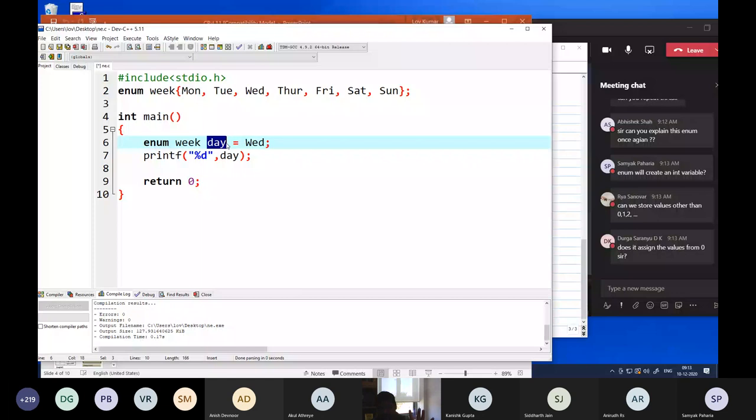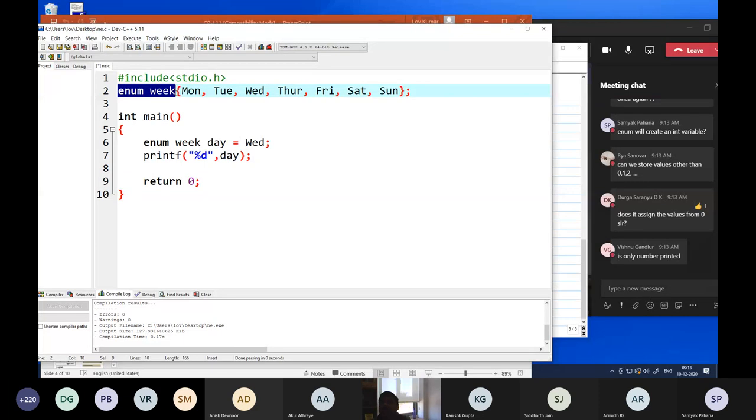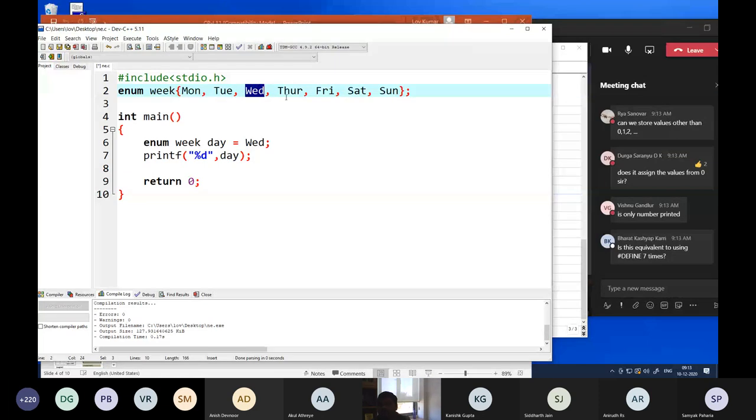You can see one by one. First one, what is the use of enum? Basically, it is used to assign some constant value to the words. Okay. So here, we are going to assign Monday to 0, Tuesday to 1, Wednesday to 2. By default, it will start from 0. 0, 1, 2, 3, something like that.